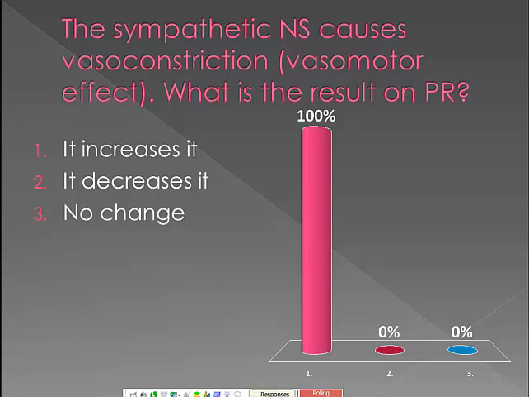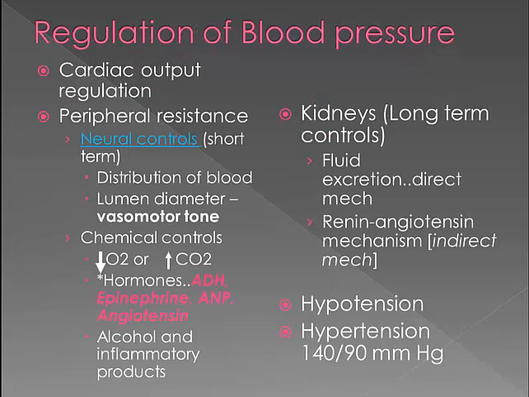Let's look at regulation of blood pressure. The first one is anything that regulates cardiac output automatically regulates blood pressure, because blood pressure is dependent on cardiac output and peripheral resistance. So all of that we've done with cardiac output would apply here. Let's look at peripheral resistance, and let's see how peripheral resistance is controlled.